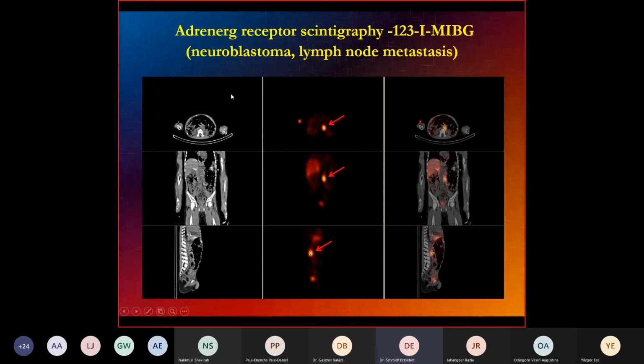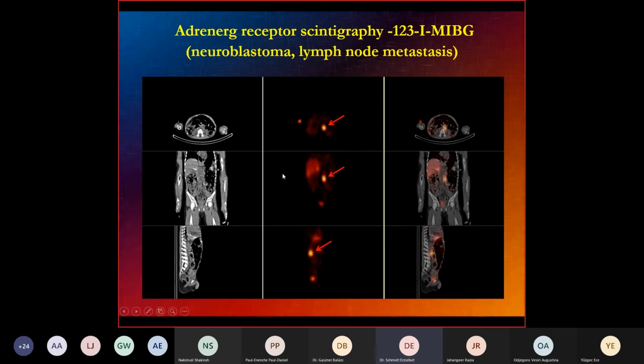This is an adrenergic receptor scintigraphy. The injected radiopharmaceutical is 123 iodide MIBG, metaiodobenzylguanidine, which binds to the adrenergic receptors. The patient, who was a child, was operated on for neuroblastoma, which is a malignant neuroectodermal tumor.